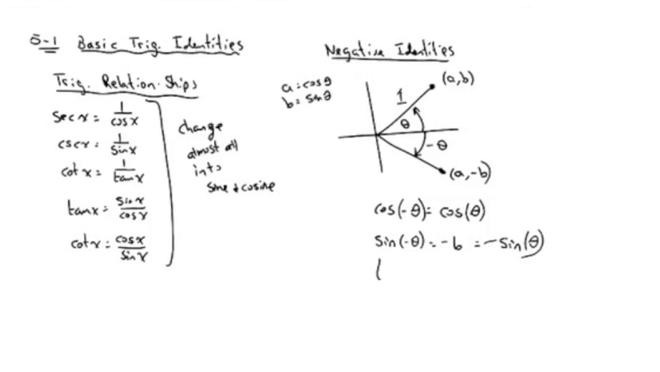So what about tangent of negative theta? Well, tangent of negative theta is the same thing as sine of negative theta over cosine of negative theta. What's sine of negative theta? Negative sine of theta. What's cosine of negative theta? Positive cosine of theta. So this becomes negative tan of theta.